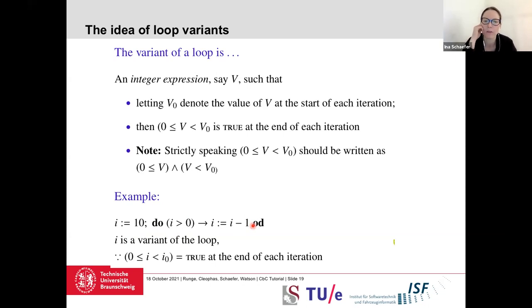And why is that? Because I decreases in every loop iteration. We can plainly see that here. And I is bounded from below by zero. So we can prove that this very simple loop terminates.